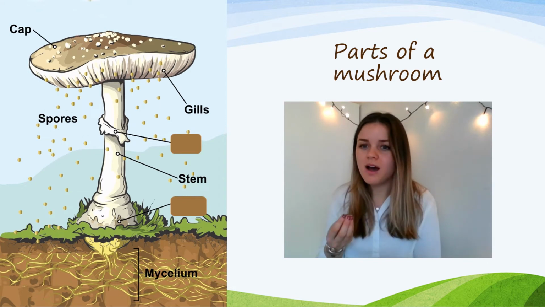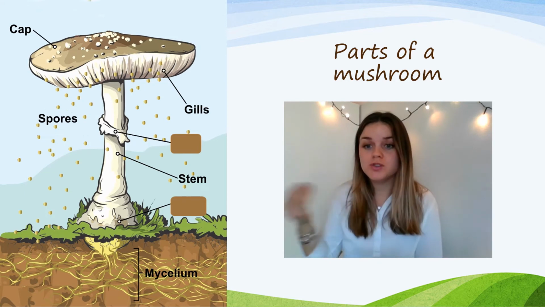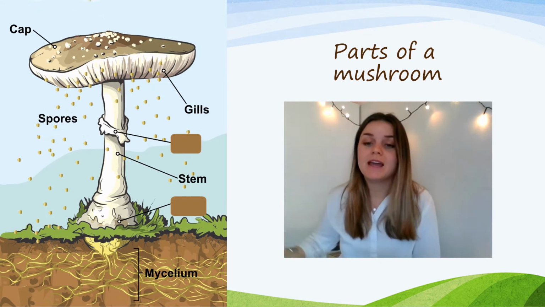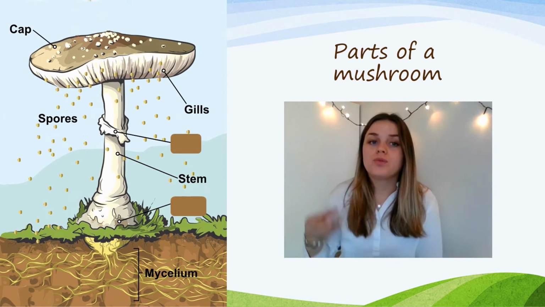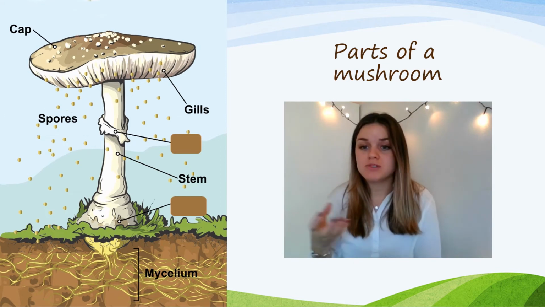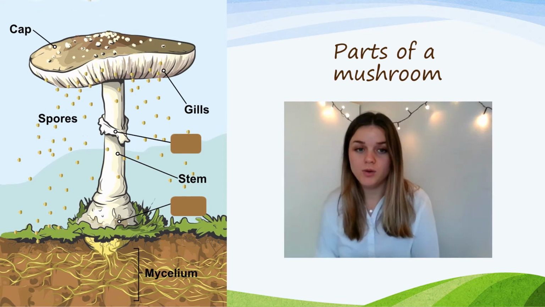Now, spores are the seeds of a mushroom. Spores allow the mushroom to reproduce, to duplicate, and to make more mushrooms. So the gills produce and protect the spores until the spores are ready to go out and create their own mushrooms.